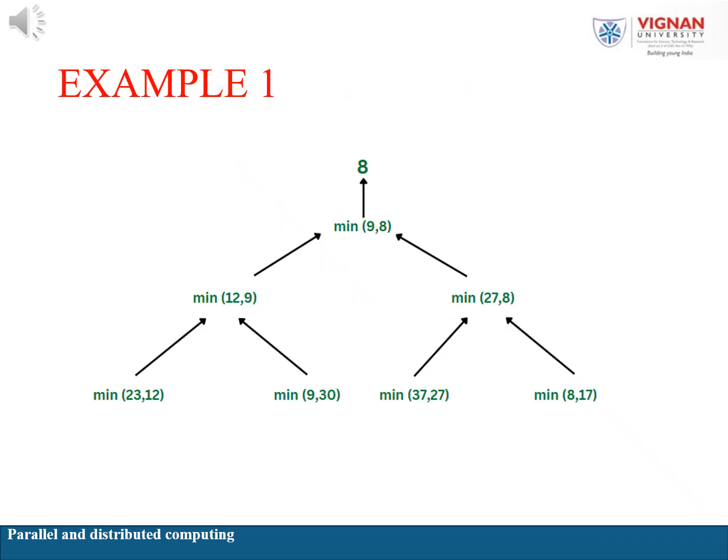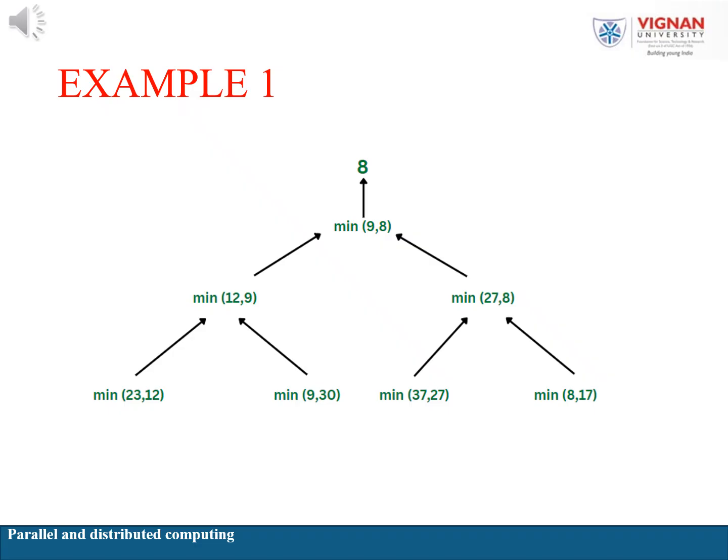Let us look at this task dependency graph, which demonstrates how a computation is broken down into smaller subtasks. At the bottom level, we begin with 4 independent operations: min 2312, min 930, min 3727, and min 817. Each of these tasks calculates the minimum of 2 numbers. The results of these computations now move to the next level.